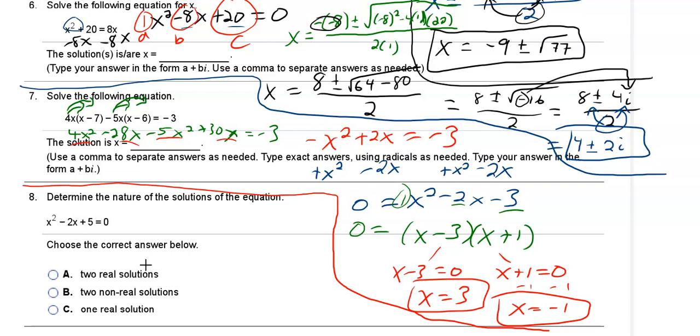I wouldn't take any points off for that, but you would have done more work than you needed to. All right. This one just says determine the nature of the solutions. It doesn't say you have to actually solve the equation, just what do the solutions to this equation look like? Are they not positive? Are they real numbers? Are they imaginary numbers? Are there two or is there just one?